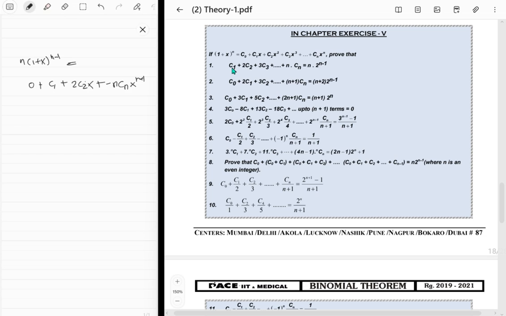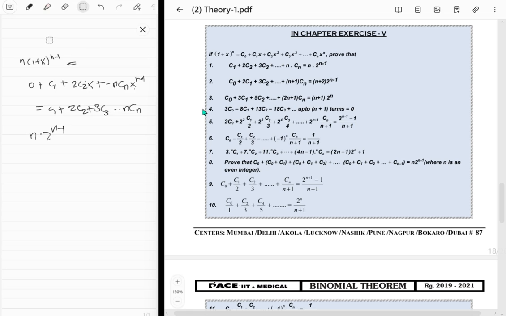And now you'll notice that everything is perfect except you don't have this x in this expression. So just put x equal to 1, right? Then you can get rid of these values. That's what we do generally when we want the sum of the coefficients. So you'll just get C1 + 2C2 + 3C3 and all the way till nCn. That will be equal to, when you put 1 in there, n times 2^(n-1), which is exactly what they want us to prove.